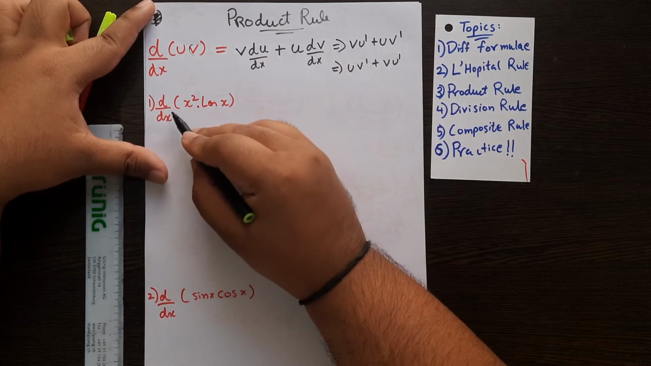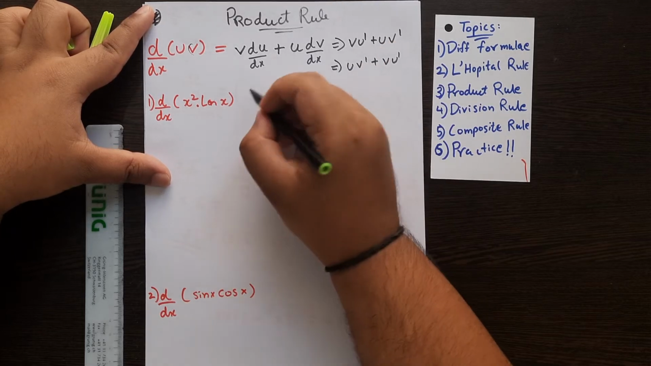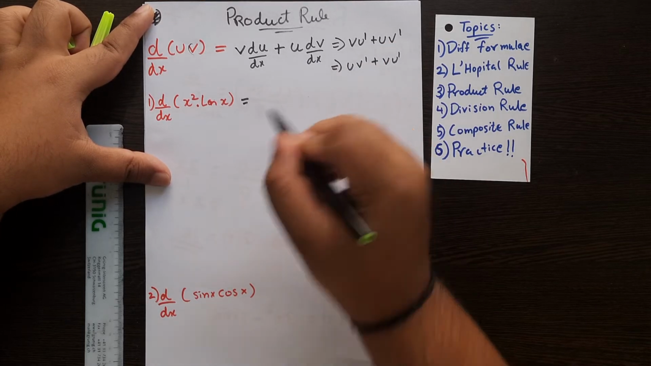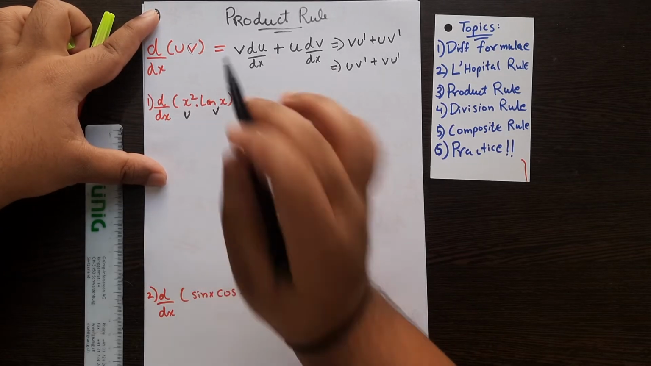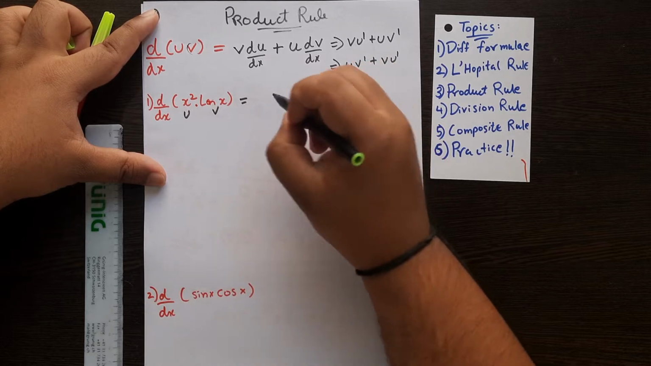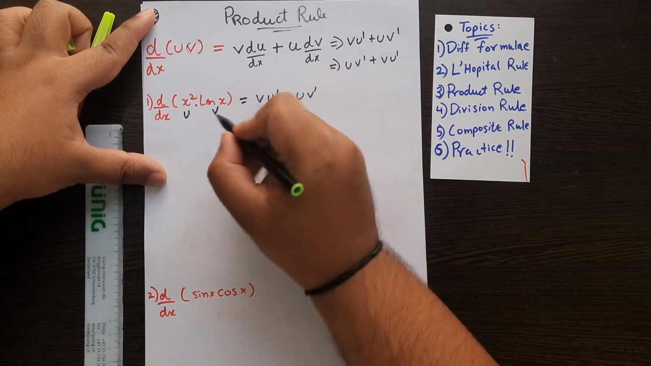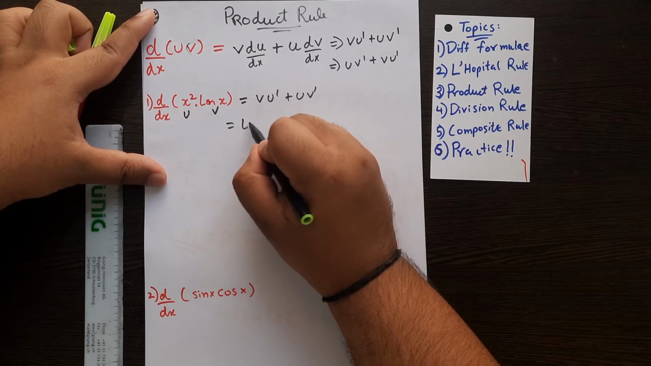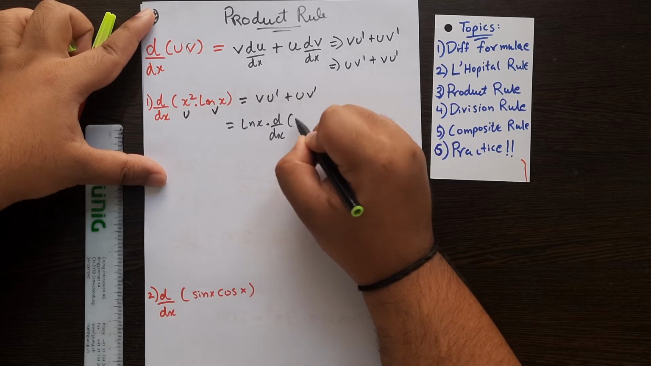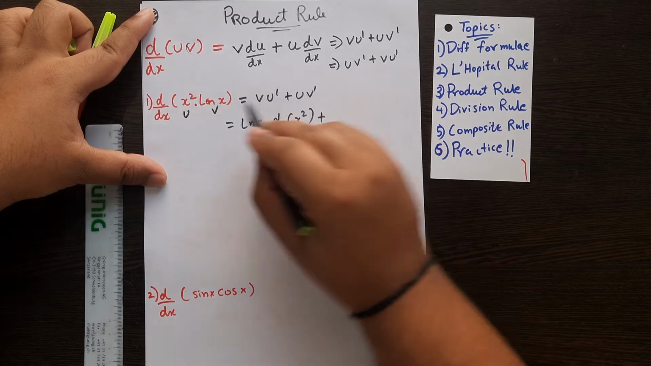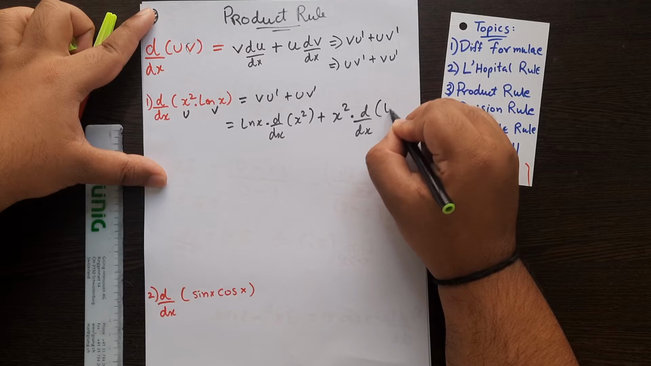practice equations. Suppose I have d by dx of x square times ln x. So what will be the value over here? We have to take, this is v, this is u. Alright, first you have to take which is v and which is u, and then you have to take v u dash plus u v dash. So what does that mean? I have to do v as constant, that is ln x, into the differential of x square, d by dx of x square, plus I have to take u just like this, x square times d by dx of ln x.